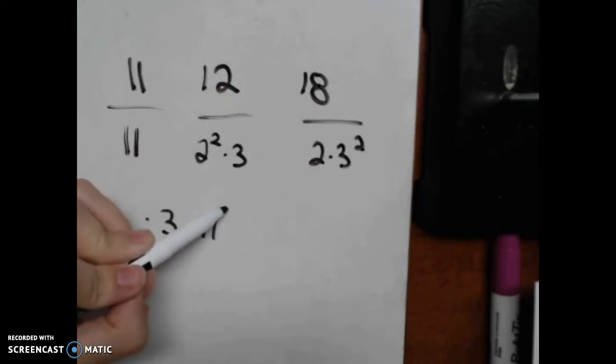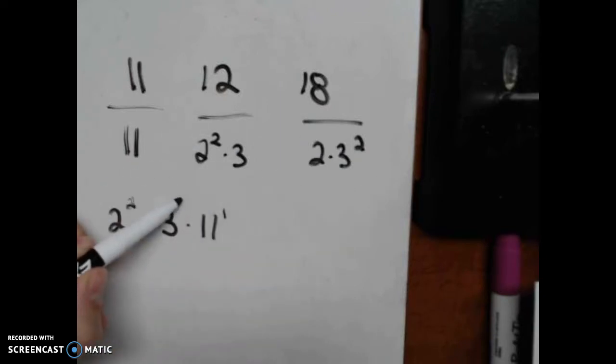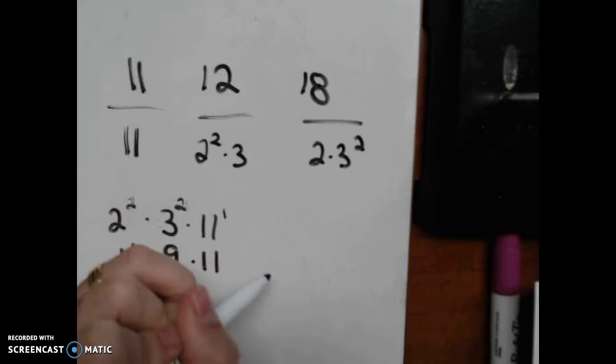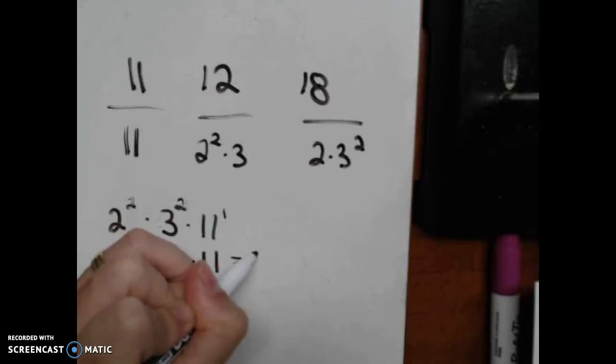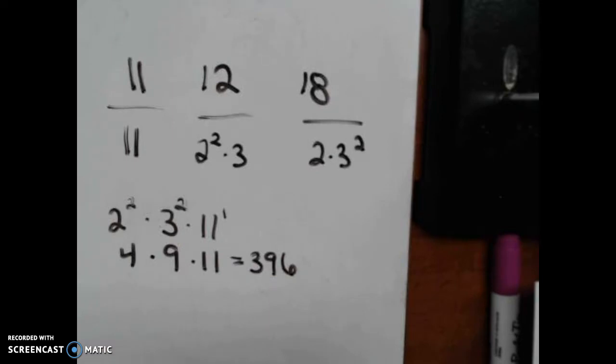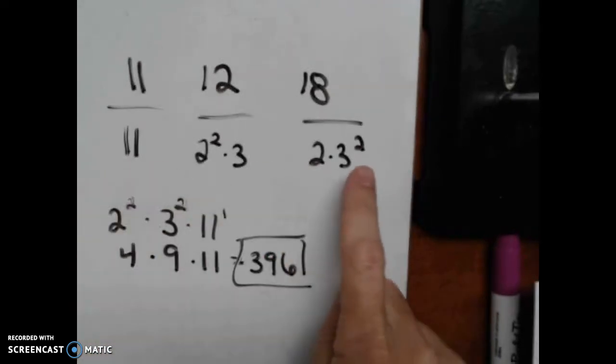And 11 occurs once, and the most times 2 occurs is twice, and the most times 3 occurs is also twice. So we're looking at 4 times 9 times 11, which is 396. 99 times 4, 396. There's our least common multiple. I find this way pretty easy.